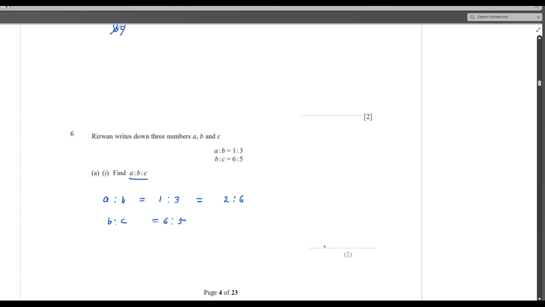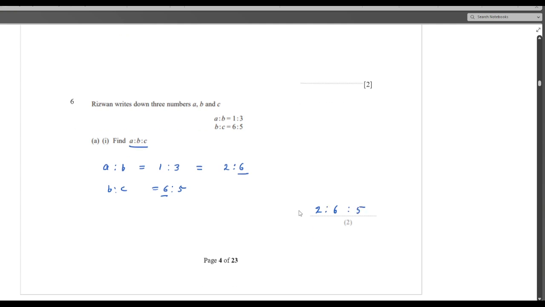So therefore your A ratio B ratio C will be 2:6. Now this B component is the same in both places, so I will write 2:6:5 as your final answer.